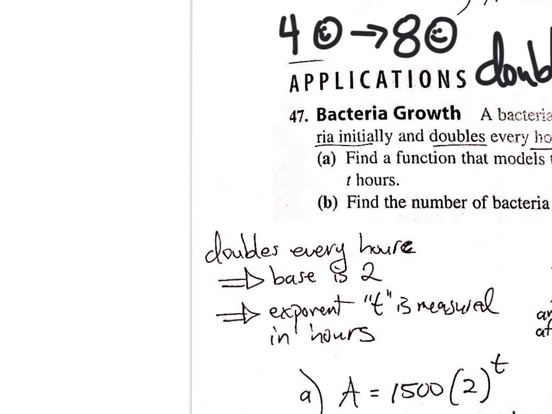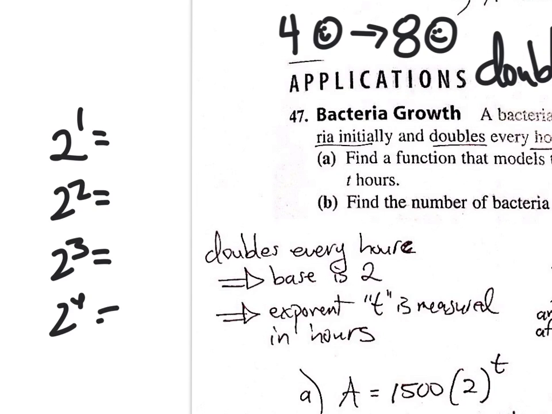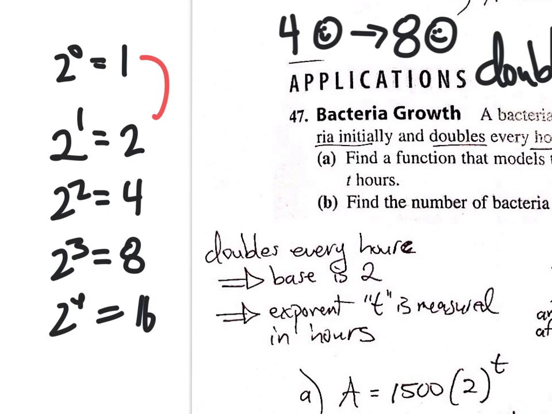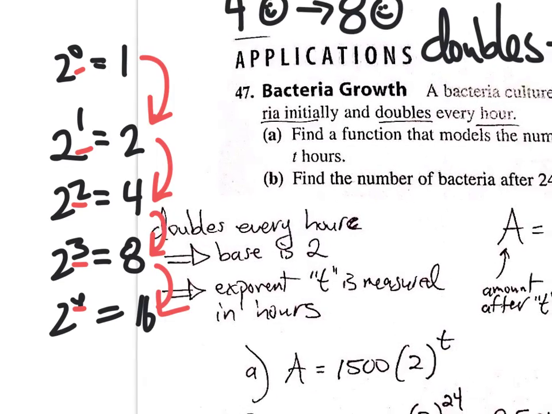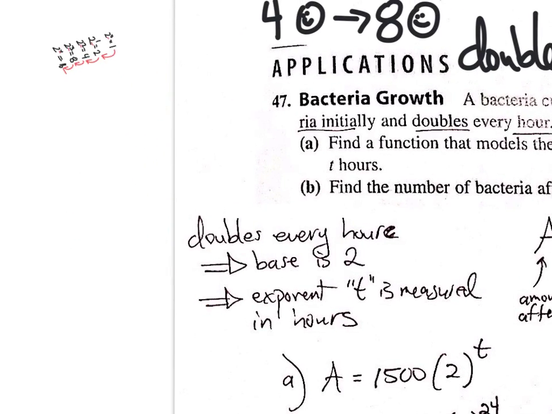Here I can explain that slightly differently. If we have 2 to the 0, 2 to the 1, 2 to the 2, 2 to the 3, 2 to the 4, so that's 1 and 2 and 4 and 8 and 16. Do you see how this is doubling each time the exponent increases by 1? So if this were number of hours, 0 hours, 1 hour, 2 hours, 3 hours, 4 hours, we can see that the amount is doubling every hour. Hopefully that makes more sense.